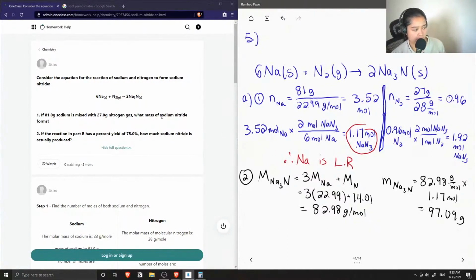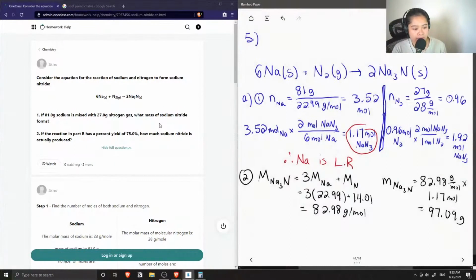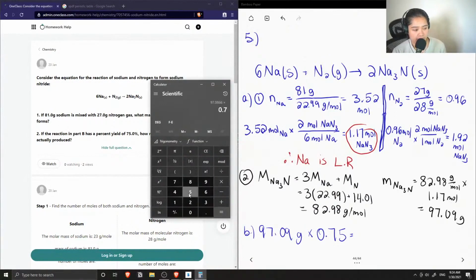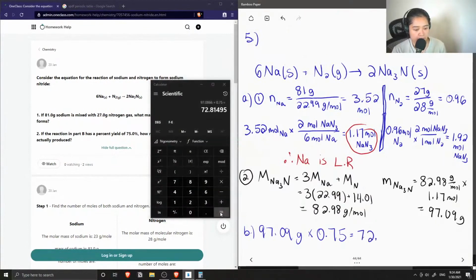Okay, so part B says if the reaction in part A has a yield of 75%, how much sodium nitride is actually produced? So we just need to multiply our expected value by 0.75, to find 75% of our expected value. So that means we actually produced 72.8 grams of sodium nitride.